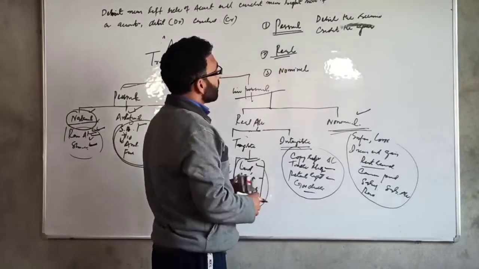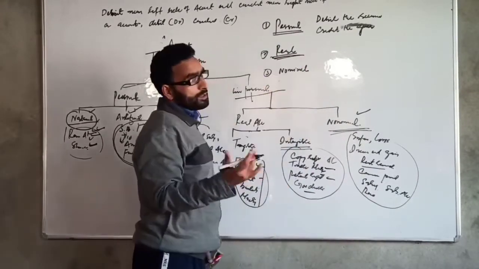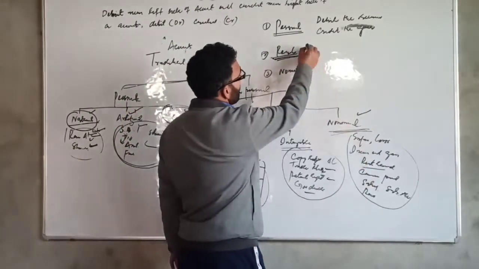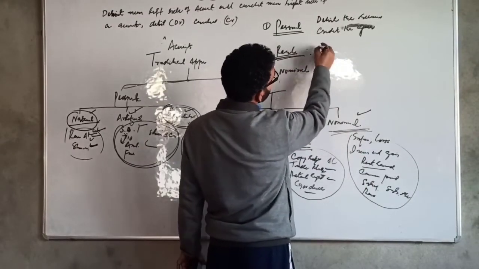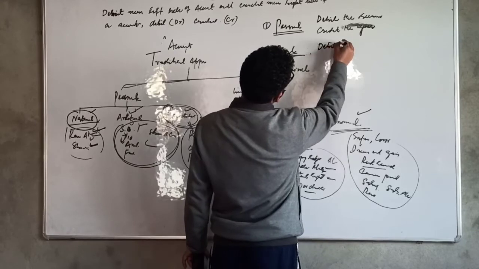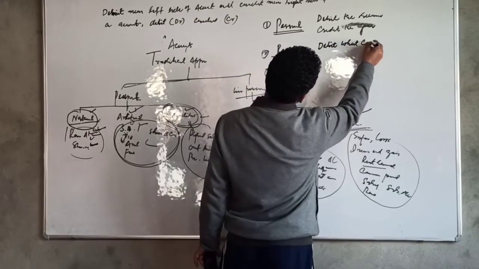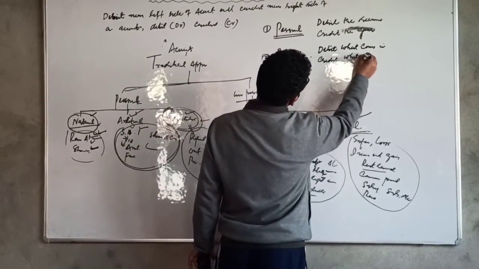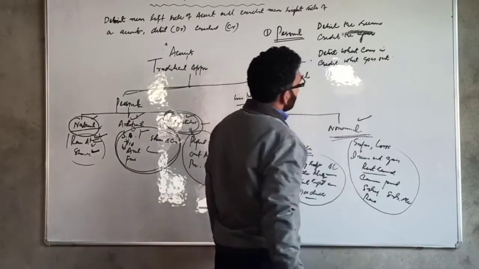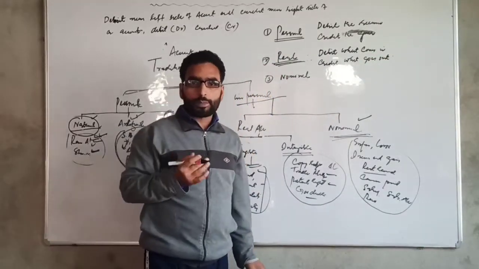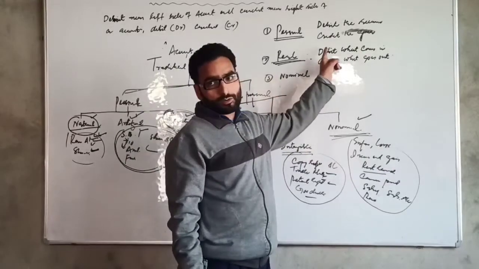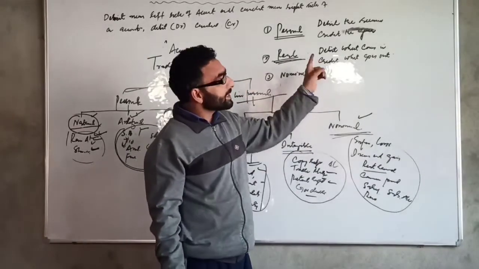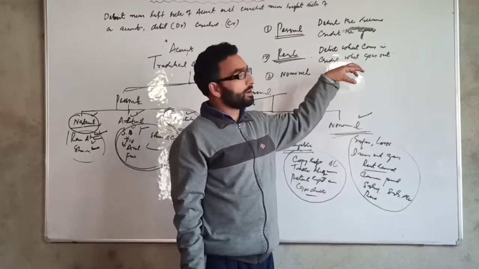Now, for the real account, for the properties here, business may either receive property or it may give property. So when the property is received, the rule becomes here: debit what comes in and credit what goes out. When business receives some property, it is written in the debit side of that account. And when some property is going out of the business, that is written in the credit side or right side of its account.